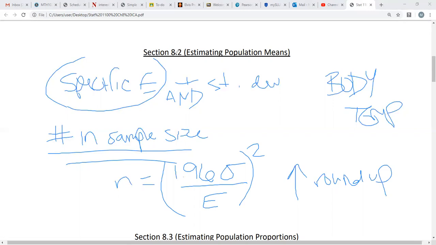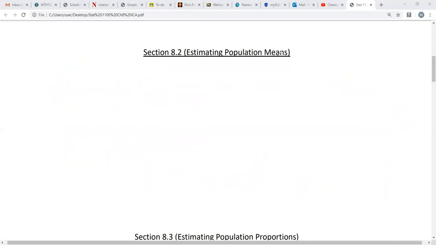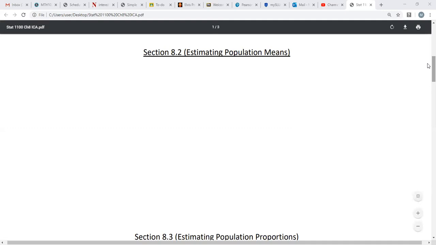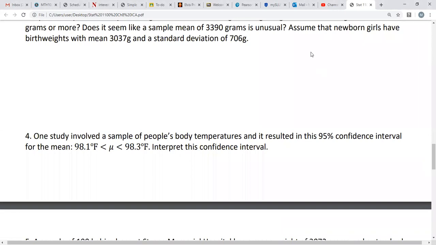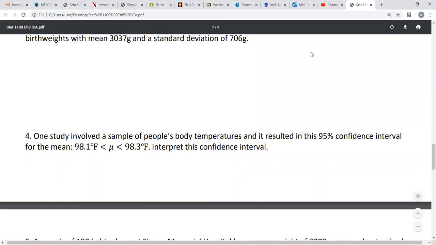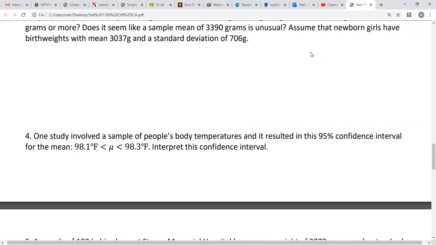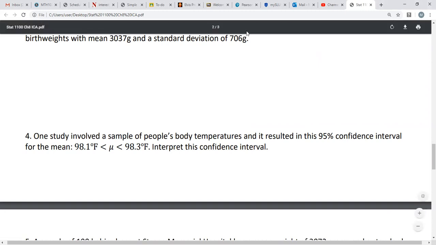Let's take a second and move on to some of the questions. So I'm going to erase this and scroll down. Questions 1 through 3 were answered and discussed in the last video. So I'm going to pick up with number 4 here. We're going to work out 4, 5, 6, and 7. I'm going to go with back to black here for my font.